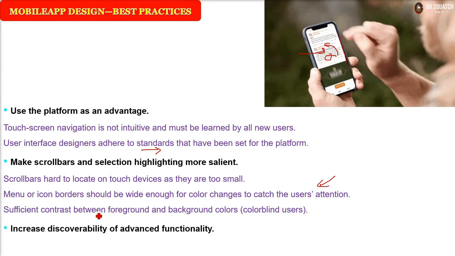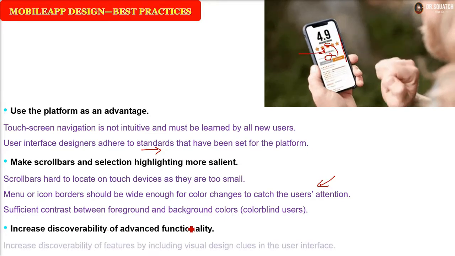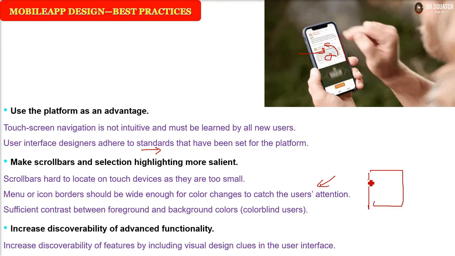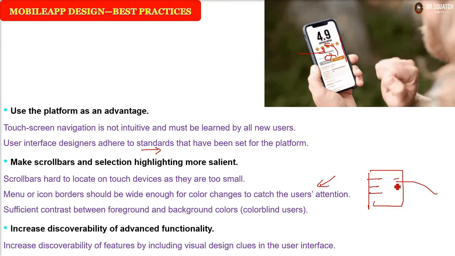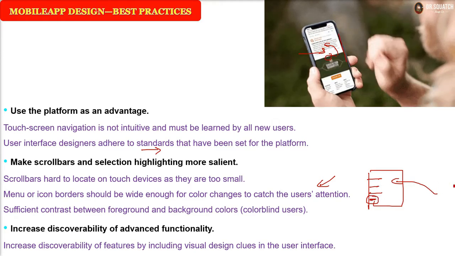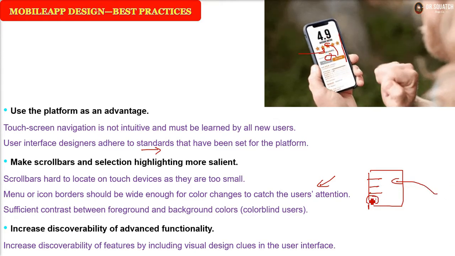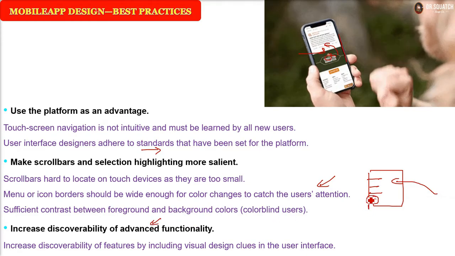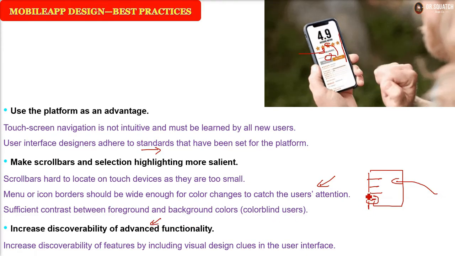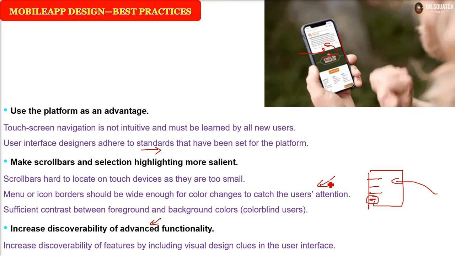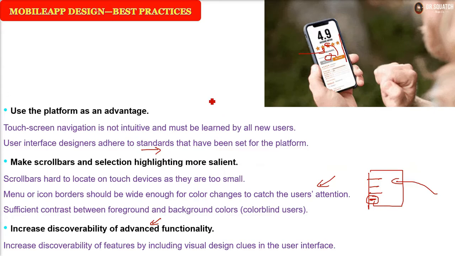Increase the discoverability of advanced functionality. Sometimes you want to give an advanced feature. You don't know it. Your friend will come and say, oh, you know about this thing, there is a feature here. And you feel very ashamed: oh, I don't know about it. This is not your problem. The advanced functionality is not given properly so that you are able to discover it. It is not there for most of the people. Some may have discovered it.